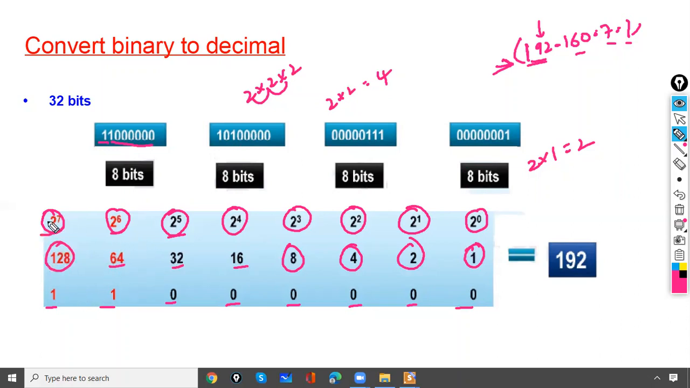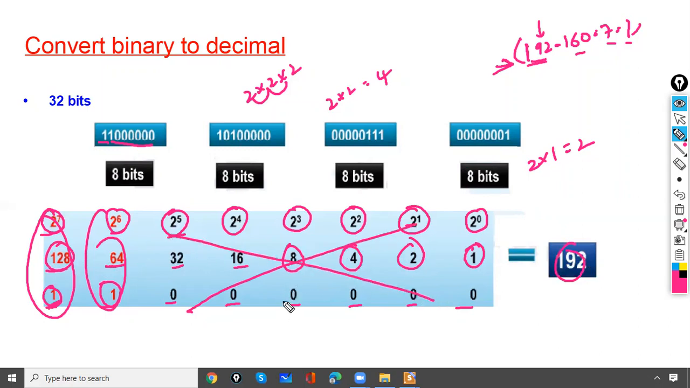After that, we will consider only the ones. We will consider the values which are above the binary ones: 128 plus 64 is 192, and you will ignore all the zeros. So the value of 11000000 is 192.